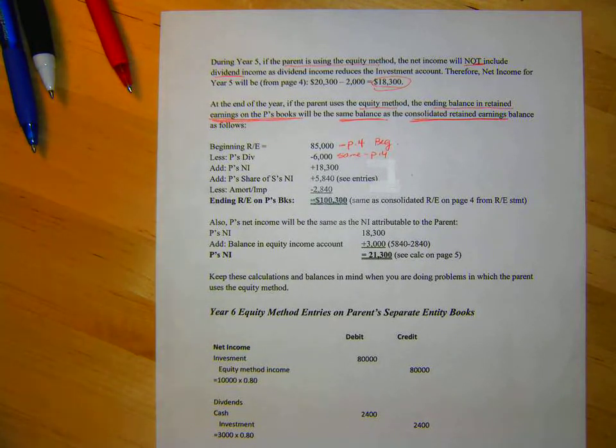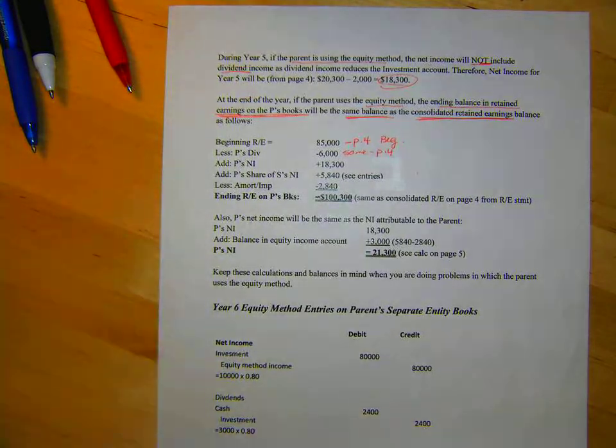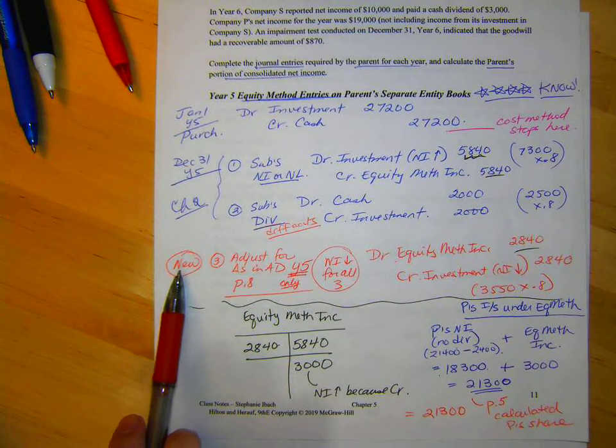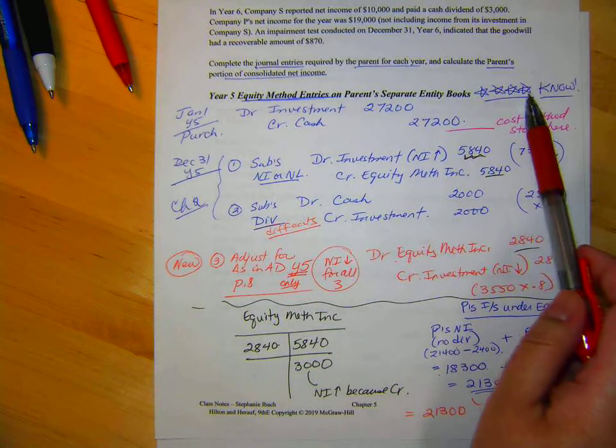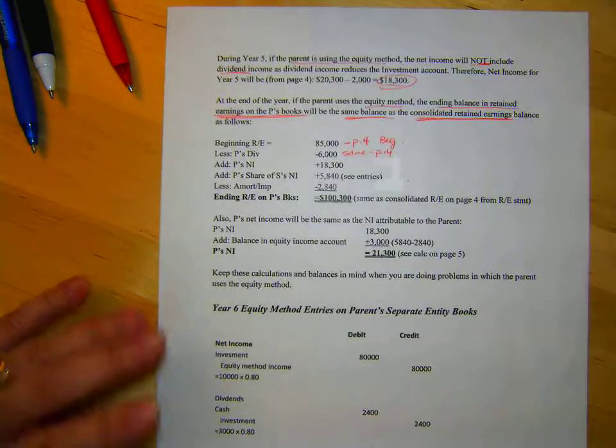Okay, welcome back to page 12 of chapter 5. And we just finished doing the equity method entries. Notice there's two from chapter 2, a new one for chapter 5. These you have to know for sure. I put a little star beside them. Payment under the equity method, we noticed how it's different than under the cost method, and it actually matches the consolidated part for the parent.